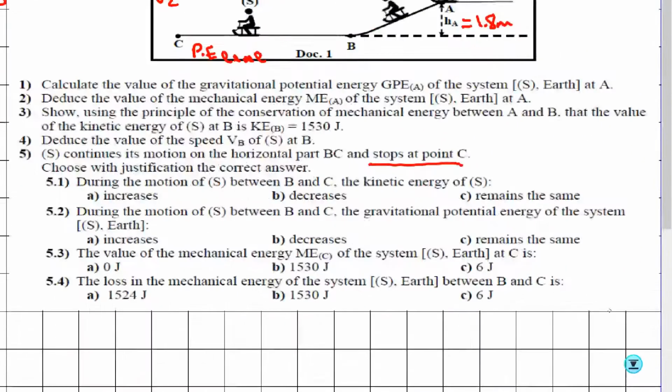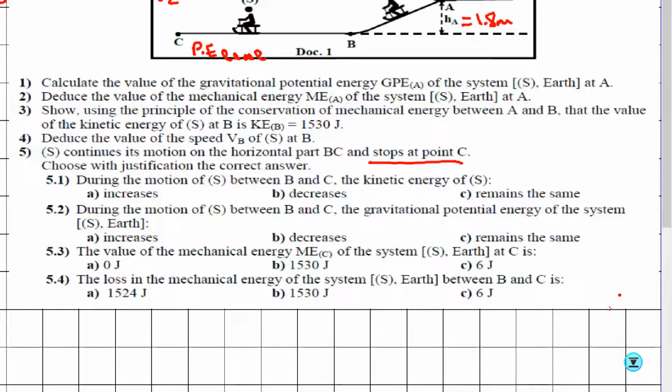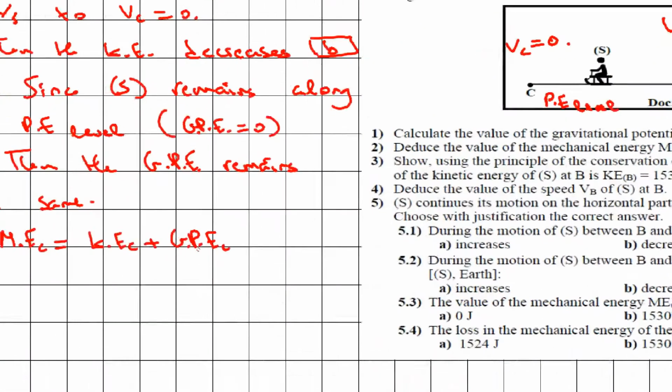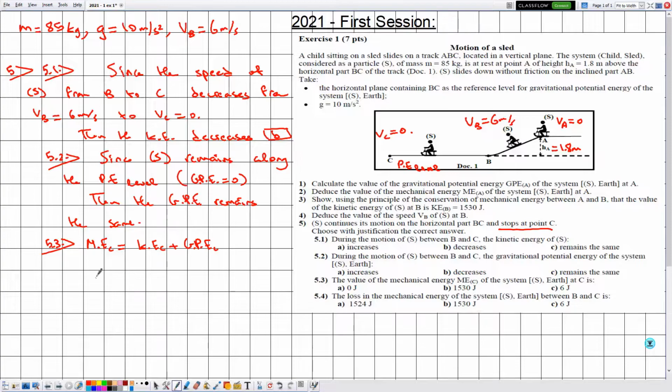Now in 5.3 they are telling us the value of the mechanical energy of the system at C. We need to calculate the mechanical energy at the point C. Mechanical energy always and forever is the sum of kinetic and potential. We have justified that the potential is equal to 0 because it's on the PE level. And it stops at the point C, so we say that it's given by half mv squared plus 0, at the point C, which is equal to half multiplied by 85 multiplied by 0 to the power 2 plus 0. This is given by 0, so the correct answer in this case would be A.